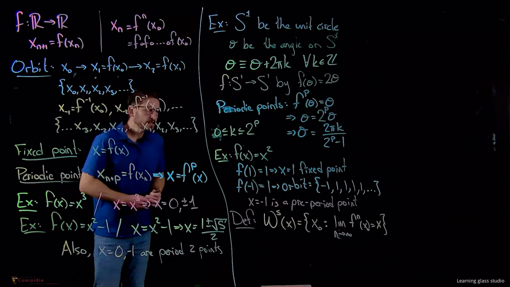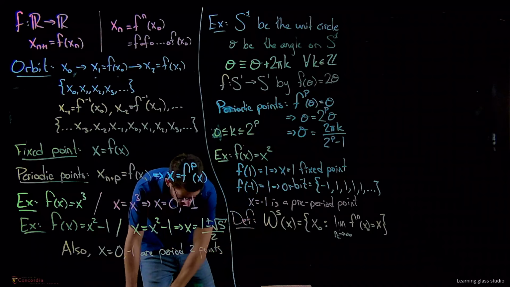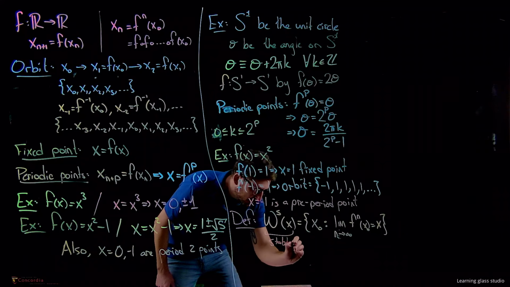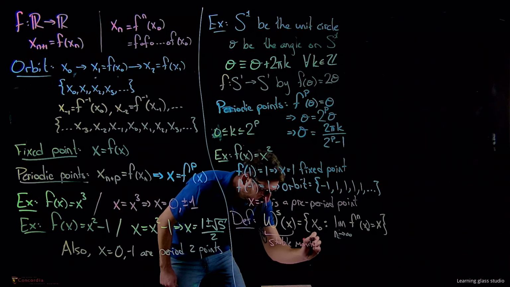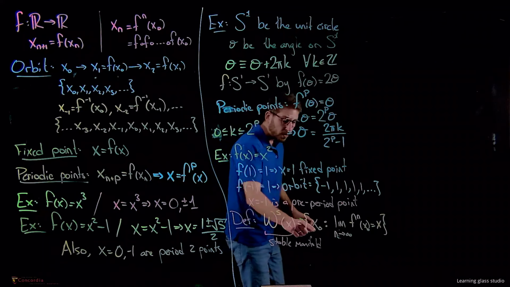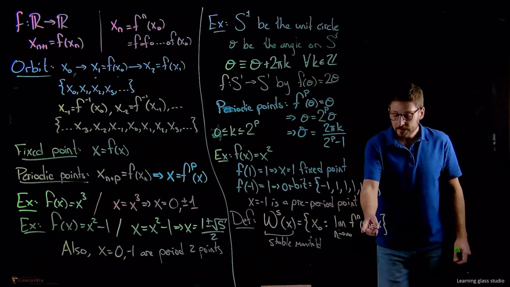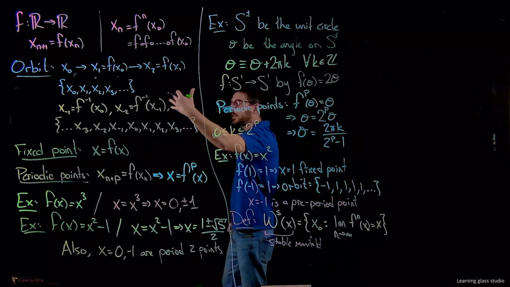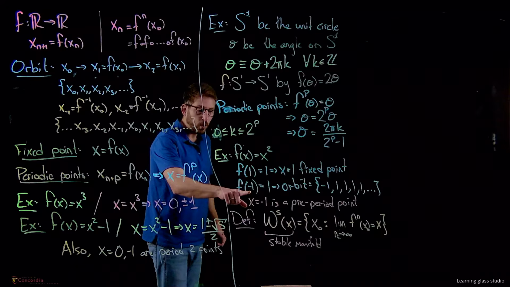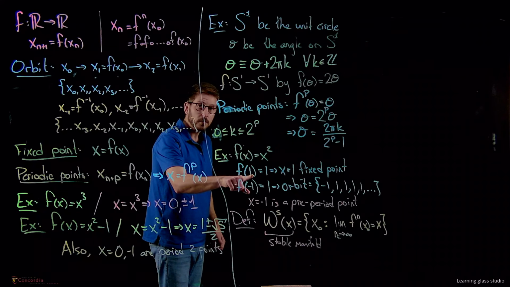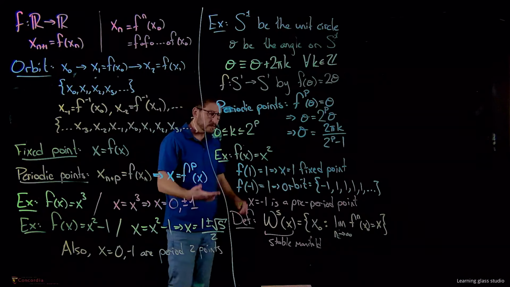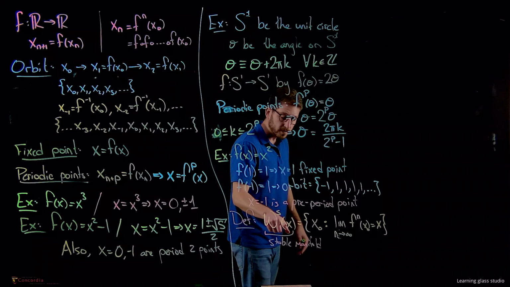Okay, so the stable manifold, this is new nomenclature maybe. The stable manifold of a fixed point x is going to be all of the initial conditions that lead to orbits that converge to this fixed point. So, for example, minus 1 belongs to the stable manifold of 1. Of course, the fixed point itself belongs to the stable manifold.